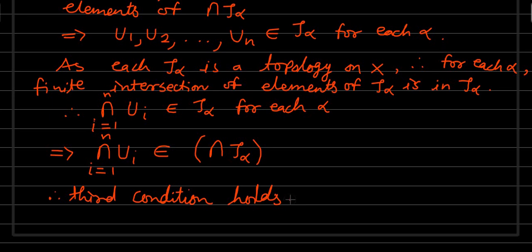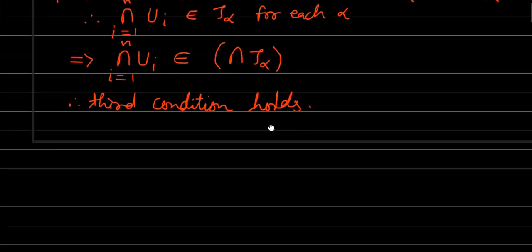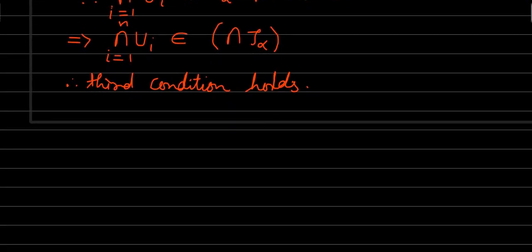So we have shown that all three conditions required for being a topology are satisfied by the set intersection of τα, and hence this means that the intersection of τα is a topology on X. Hence we conclude that the intersection of τα is a topology on X. So like such, we have shown that the intersection of topologies on X is again a topology on X. This is the first example.